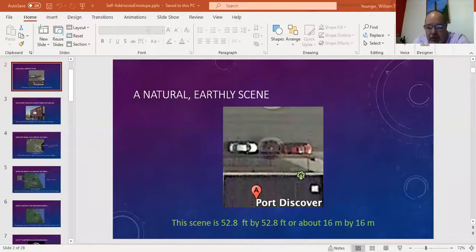We're going to start off looking at the actual PowerPoint from self-addressed envelope, and then I'm going to talk about each slide photograph and tell you how I made the claim that I made. So let me start off by sharing my screen so you can see what slide I'm talking about right now. So this slide right here, remember, was 52.8 feet by 52.8 feet.